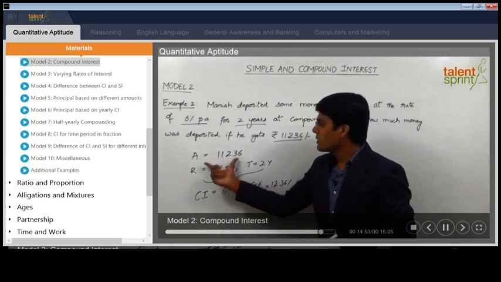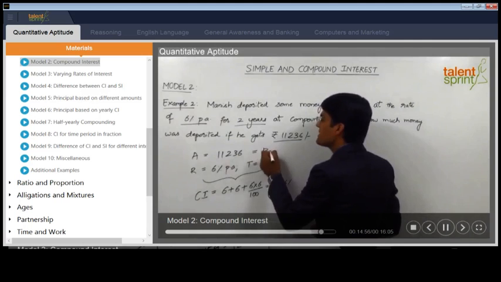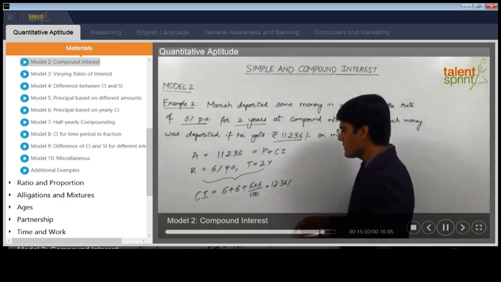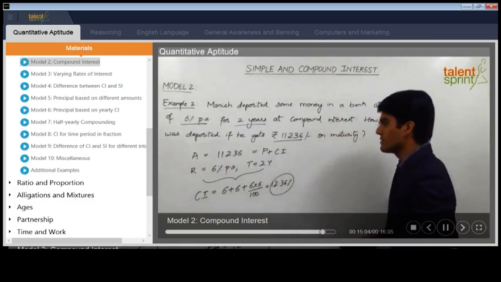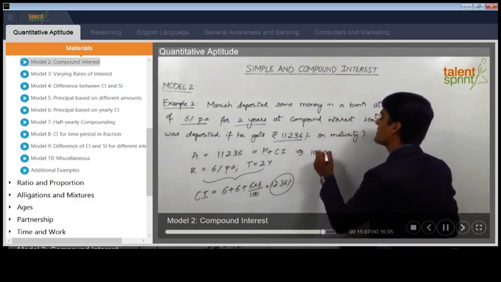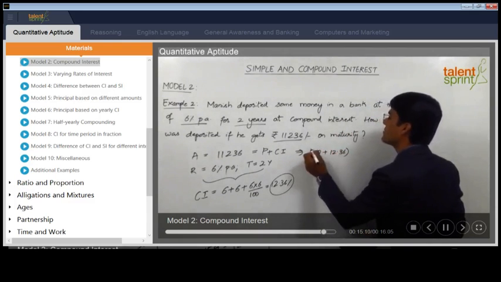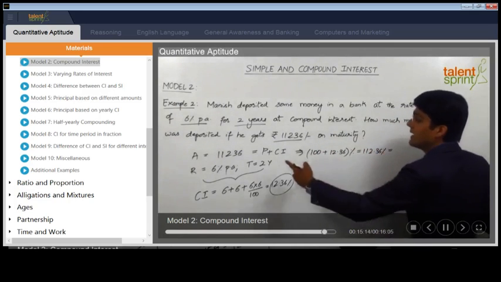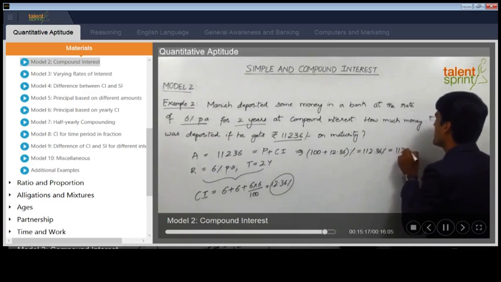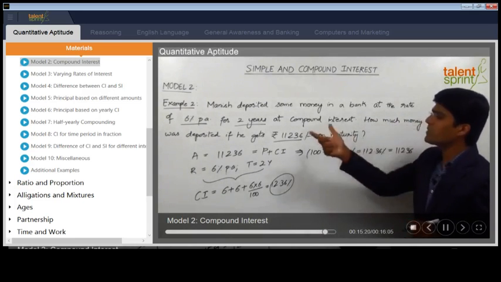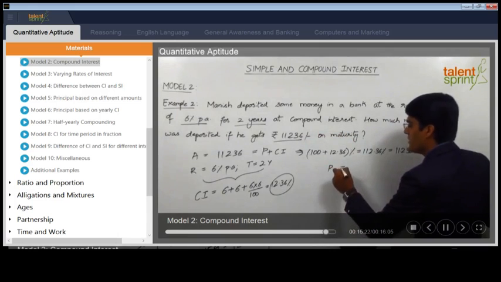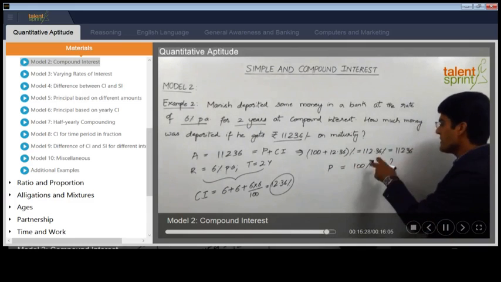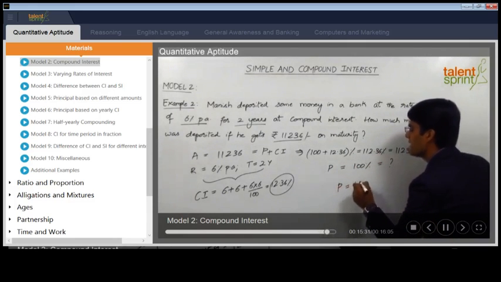Now, as this is the total amount, it is nothing but principal plus the compound interest. We know that principal should always be taken as 100%, and the CI what we have calculated is 12.36%. So we can say that 100 plus 12.36%, that is total 112.36%, is equal to 11,236. That is the total amount, and we have to find out how much money was deposited. That is nothing but the principal. Principal always is equivalent to 100%. So this is equal to what has to be calculated. So by cross multiplication, we can find that the principal will be 10,000 rupees.